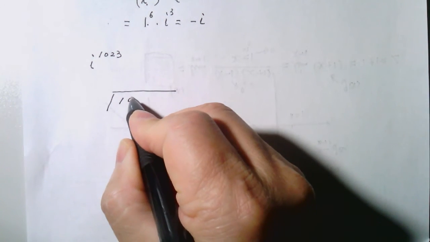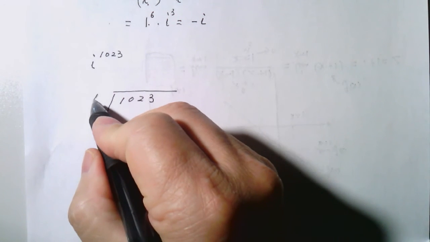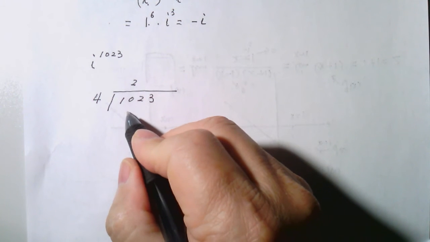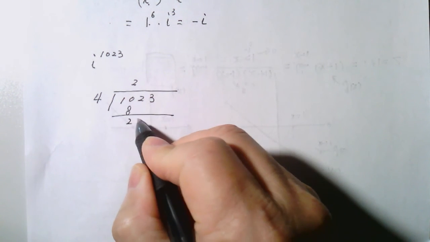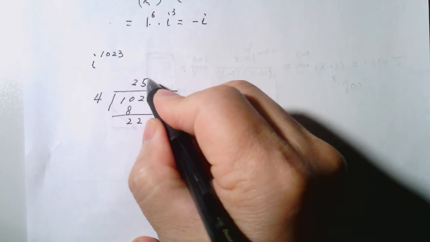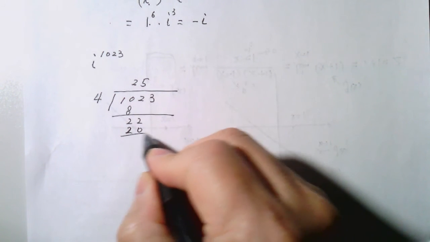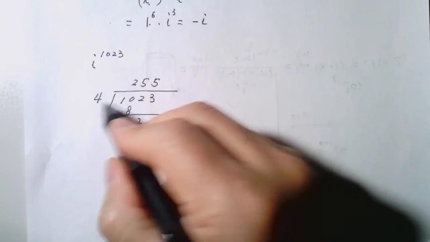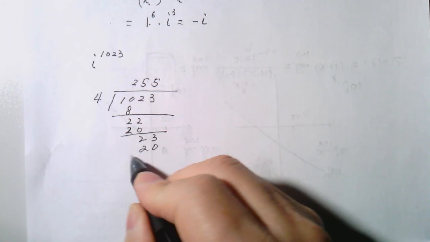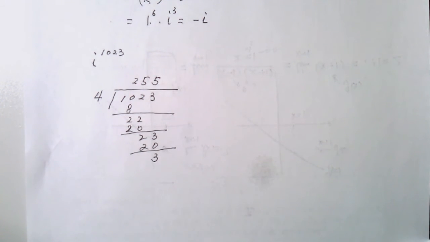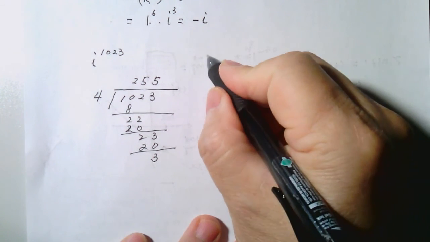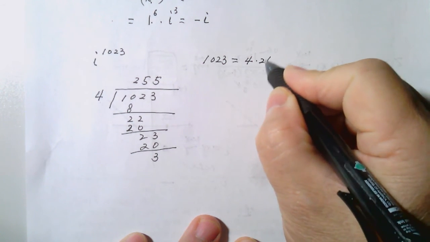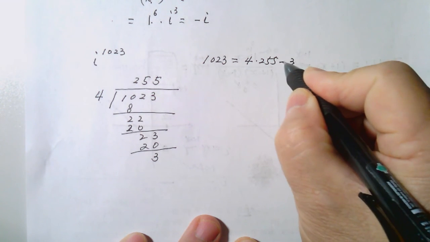So 1023 divided by 4. 4 times 2 equals 8, leaving 22 after subtracting 20 hmm, 4 times 5 is 20, which leaves 3 there. That tells us 1023 equals 4 times 255 plus 3.